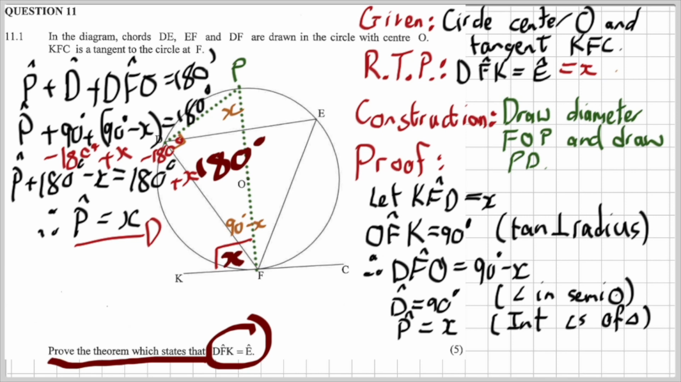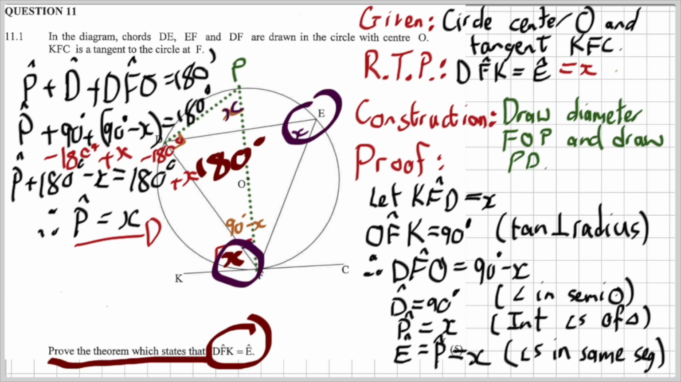But now what do I know about angle P? Angle P is actually equal to angle E because of angles in the same segment. But now look at this. Angle E is therefore x, which means those two are the same. Therefore, angle DFK is equal to angle E because they're both equal to x.